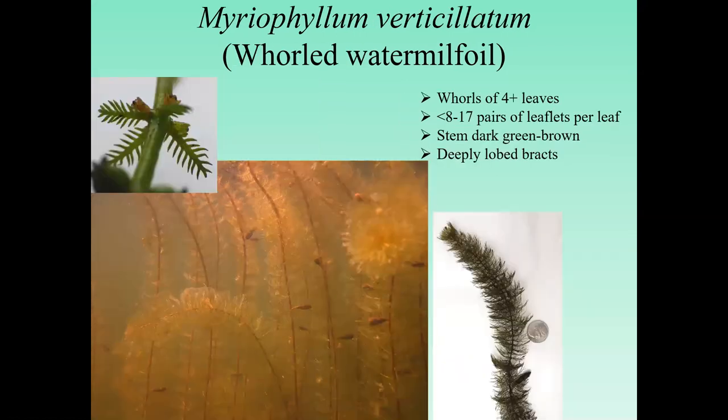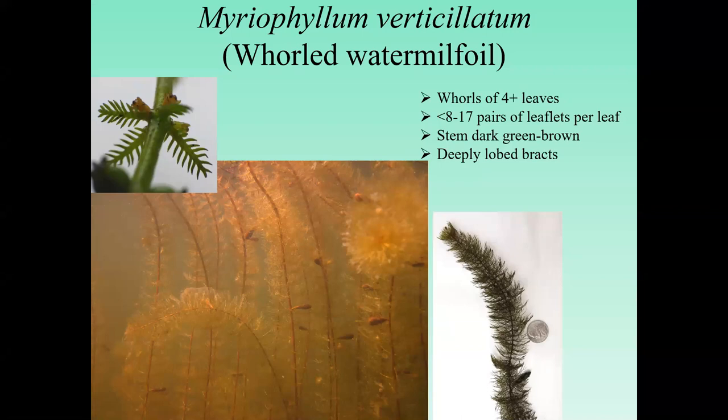And whorled water milfoil is one of our less common native species. It again has those very deeply lobed floral bracts, so extremely helpful. You can also see that the bracts are much longer than the flowers themselves. So those are important characteristics. You see that very dark stem, dark green to brown stem. You can often see that when you're snorkeling or diving near a patch of this, you'll see that dark stem really showing through the foliage.